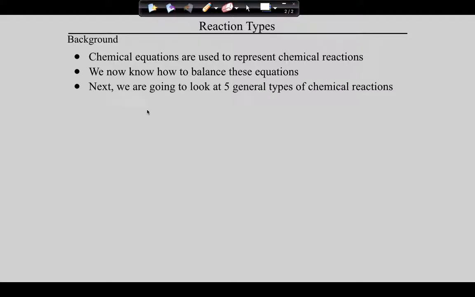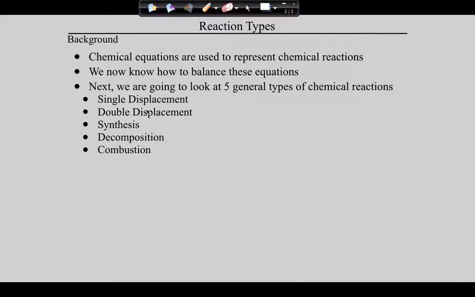Guys, what we're going to do today is look at 5 general types of reactions. Please don't write this down. This becomes our to-do list for the day. So guys, these are the 5 types of reactions that we're going to learn about today.